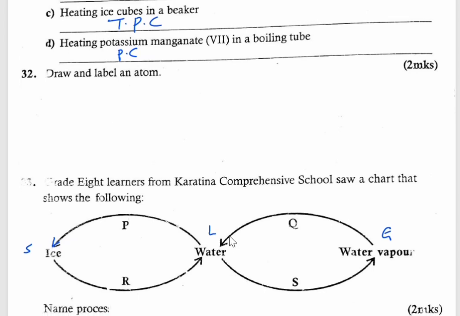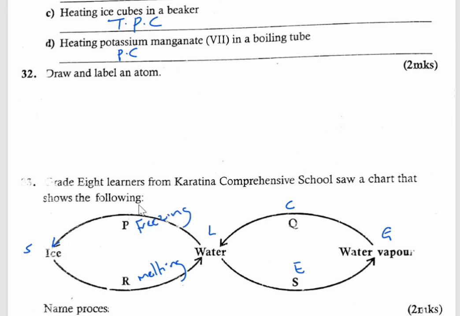So when water changes to water vapor, that is when a liquid changes to a gas directly, that one is called evaporation. When a gas changes back to a liquid, that process is called condensation. When a solid changes into a liquid, for example, ice changing into water, we call that process melting. And when water changes into ice, that is when liquid changes to solid, that process is known as freezing. So P is freezing.